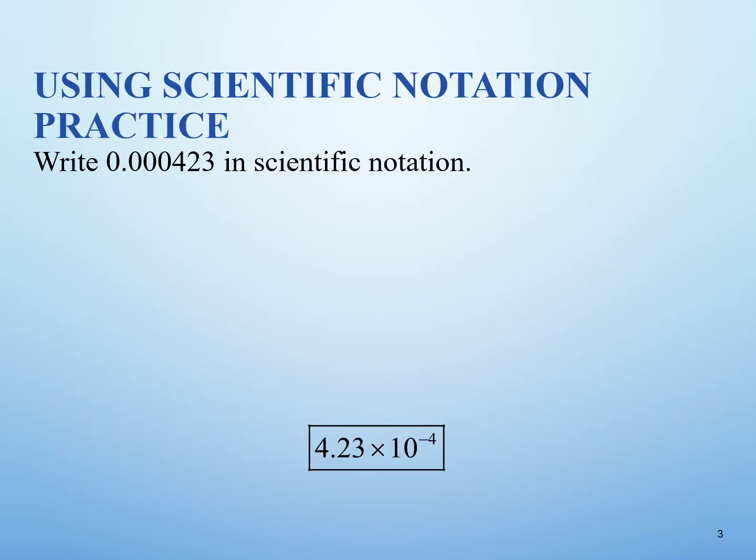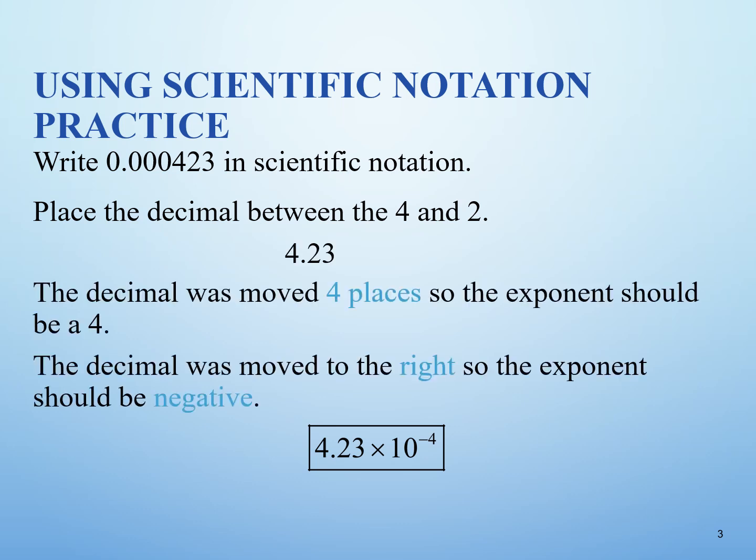Let's practice. In this case here, we have 0.000423. Out of these numbers here, we're not going to write the zeros, but we will write 423. So I'm going to write 4.23, which is why over here is 4.23. Now because the number is smaller than 4.23, we will use a negative. And how many negative? We start counting. So it's 1, 2, 3, 4 negative, and that's why it's negative 4 over here. Okay, so that's the instructions.